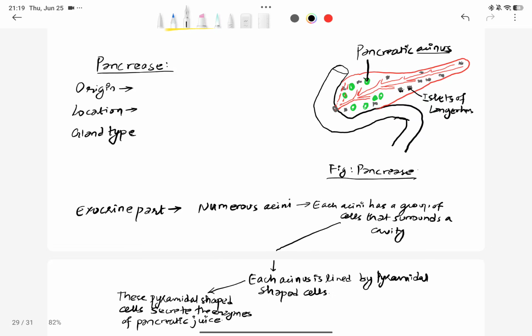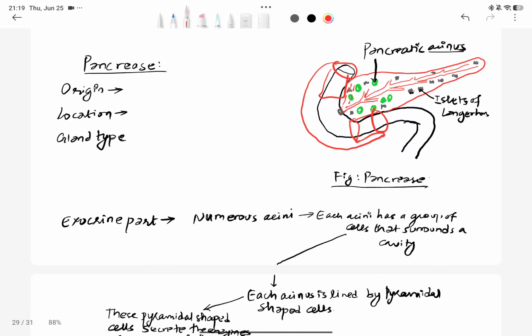And there is a C-shaped duodenum. You can see over here, there is a C-shaped duodenum, and the pancreas is located in the arms of the C-shaped duodenum. These are the arms of the C-shaped duodenum.